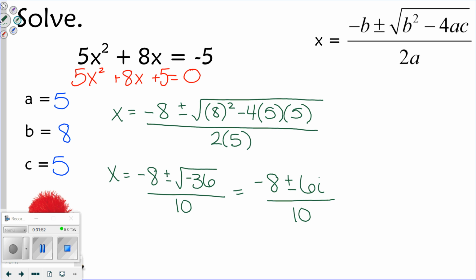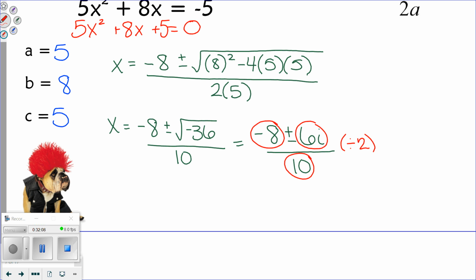All right, then I asked you to simplify all three numbers. So can I divide all three numbers by something? By 2. I can divide them all by 2. So negative 8 divided by 2 is negative 4. 6 divided by 2 is 3, so it's going to be 3i. And 10 divided by 2 is 5. Are those all like terms that I can put together? No, because that one's got an i on it. So then I am done.